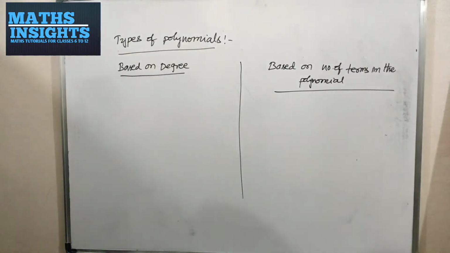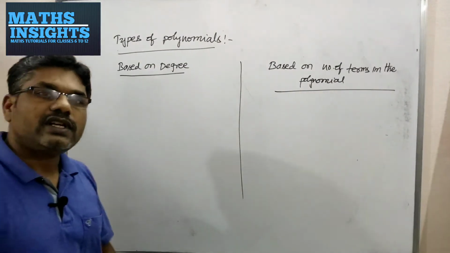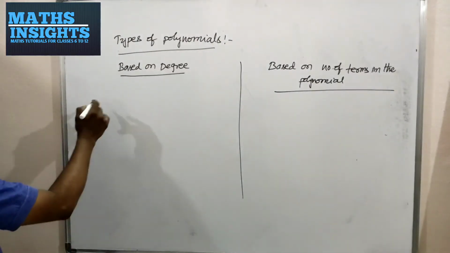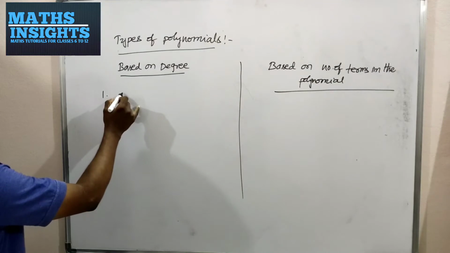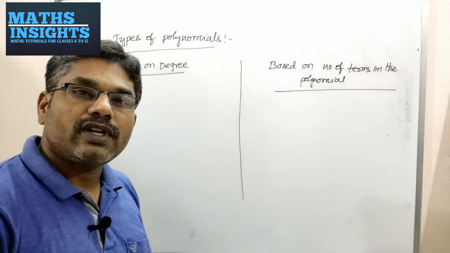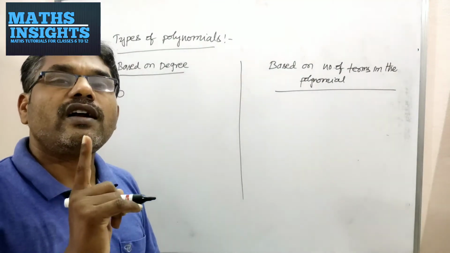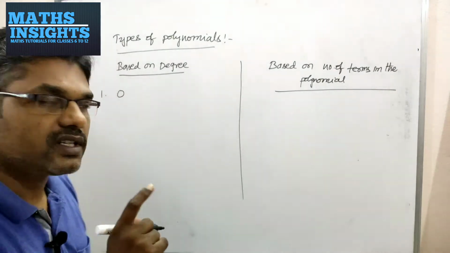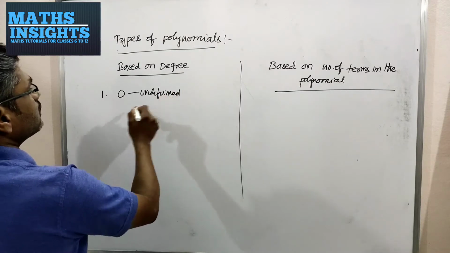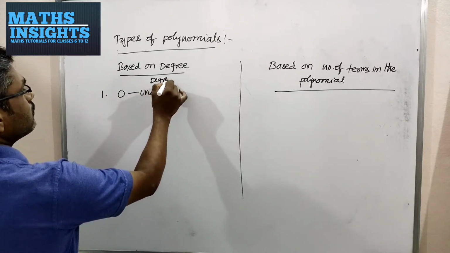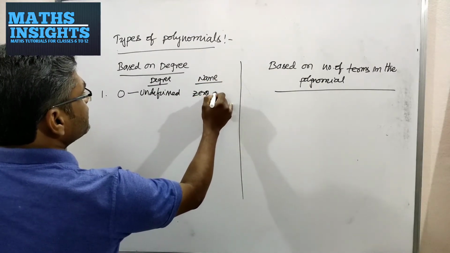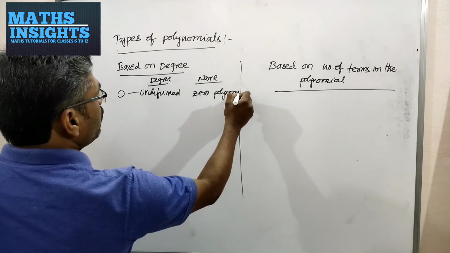Coming to the first category, if the degree of a polynomial is 0, the question arises, suppose I am taking 0. Actually, 0 is also a polynomial, but its degree is undefined. Undefined degree. And the name is zero polynomial. This is called zero polynomial.